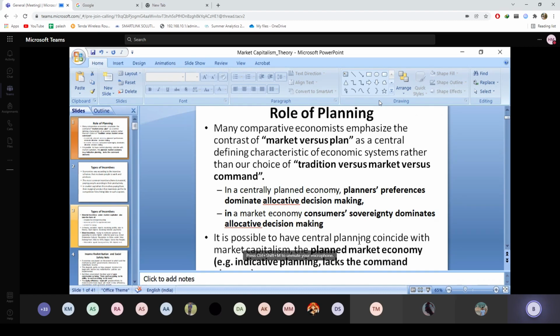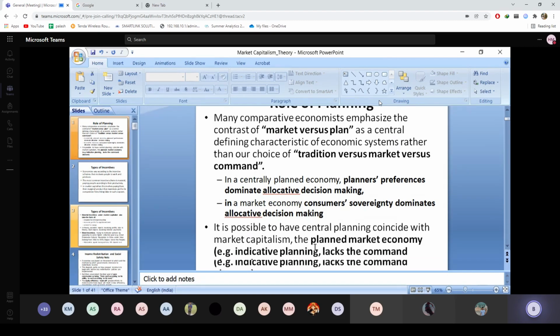Now, in a centrally planned economy, the planner's preferences dominate the allocative decision making process, isn't it? The planners have certain things in their mind and they just try to implement that. In contrast, in a market economy, consumers' sovereignty dominates the allocative decision making process. Here the markets are nothing but reflections of what consumers want and what their preferences are, and those preferences are reflected in the form of price that influences the supply and demand forces and so on and so forth.